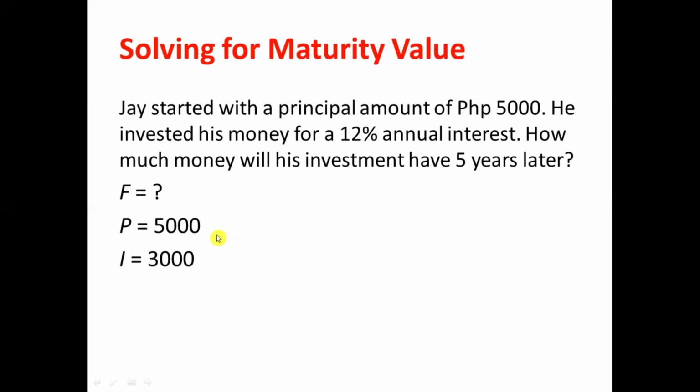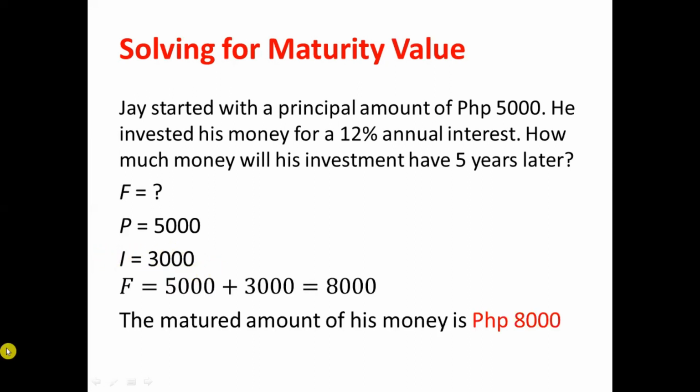So again, we just find the given. Now, usually guys for I we still need to solve for that. But since we solved na kanina, then we just put it here. And then, we just put in the numbers sa ating formula. Principal plus interest amount, which will equal to 8,000 pesos. Now, we say na the matured amount of J's money is 8,000 pesos.